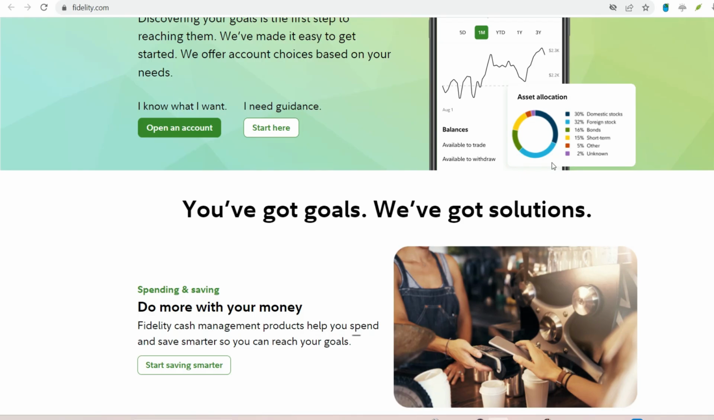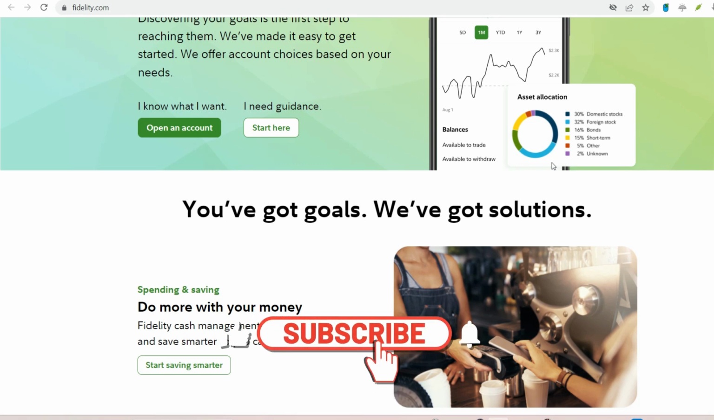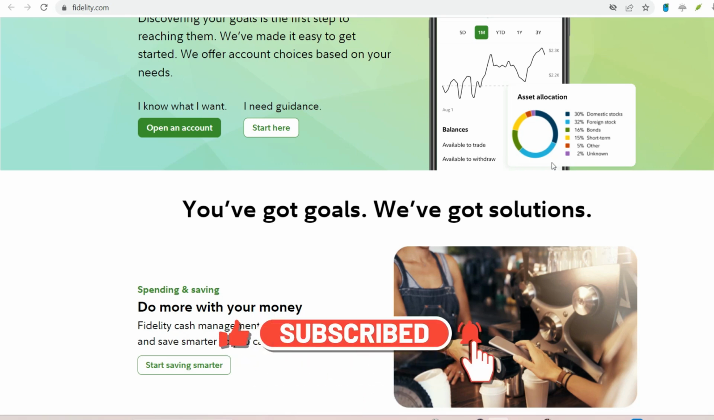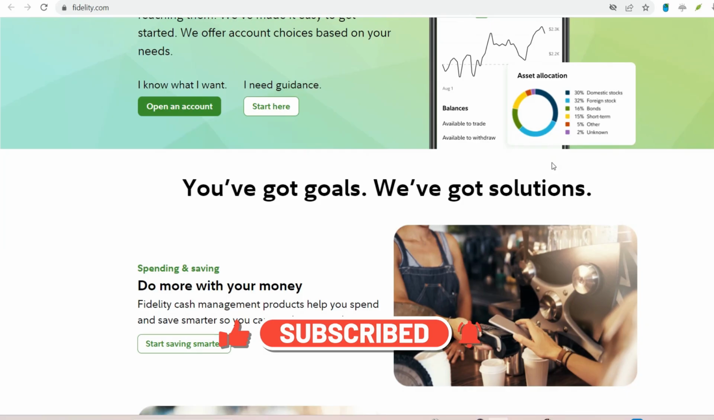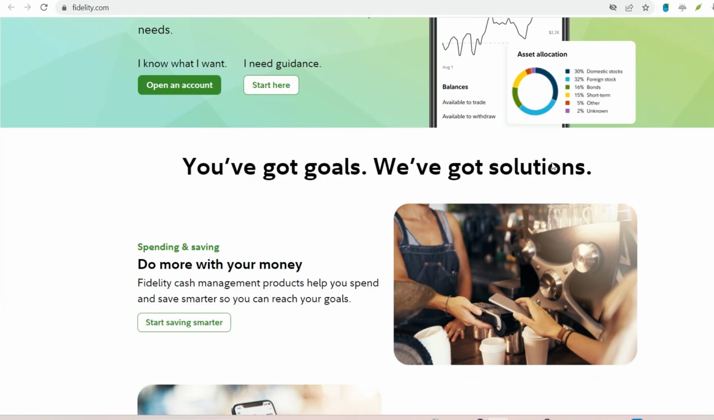Step number four, choose your weapon. Fidelity offers a few different cryptocurrencies like Bitcoin and Ethereum. Do your homework, figure out which one you want to buy.